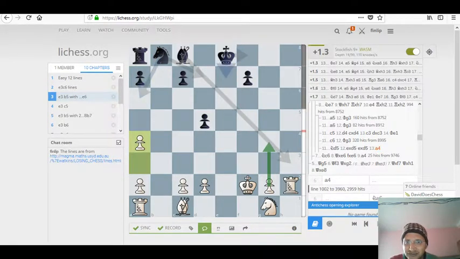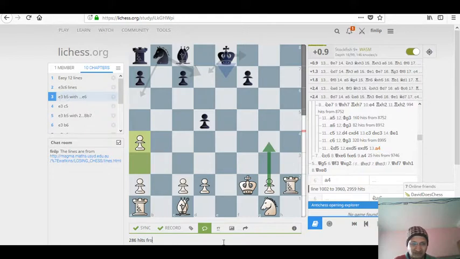So this is all I'm going to go to for now. Let's go here and let's find how many lines there are here. 286 hits from 9315 here.